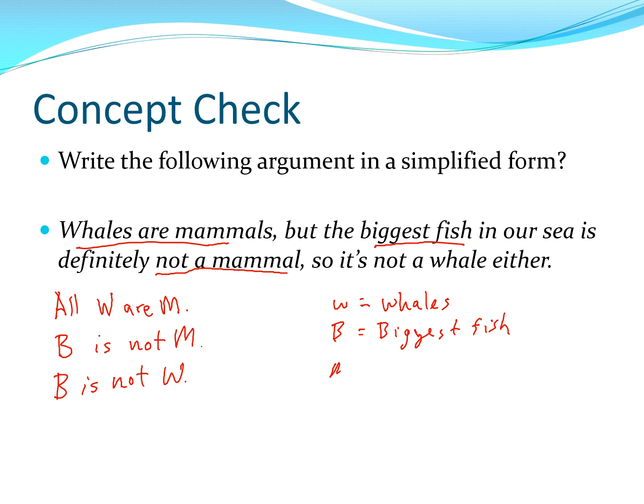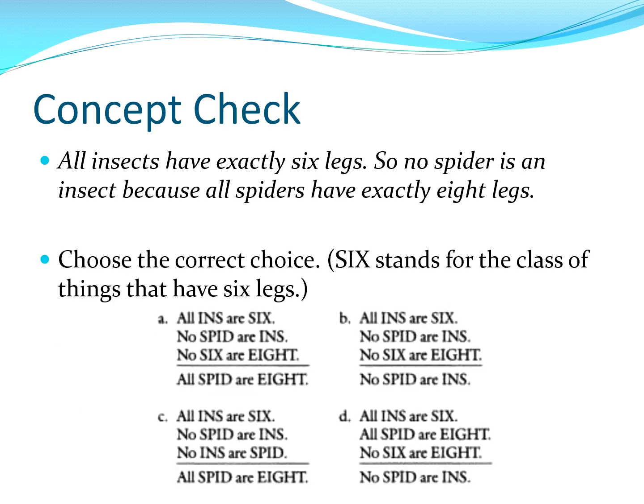And then M equals mammals. Okay, so that's putting this argument into a simplified form. And you can tell it's logical. All right, let's go into another example.